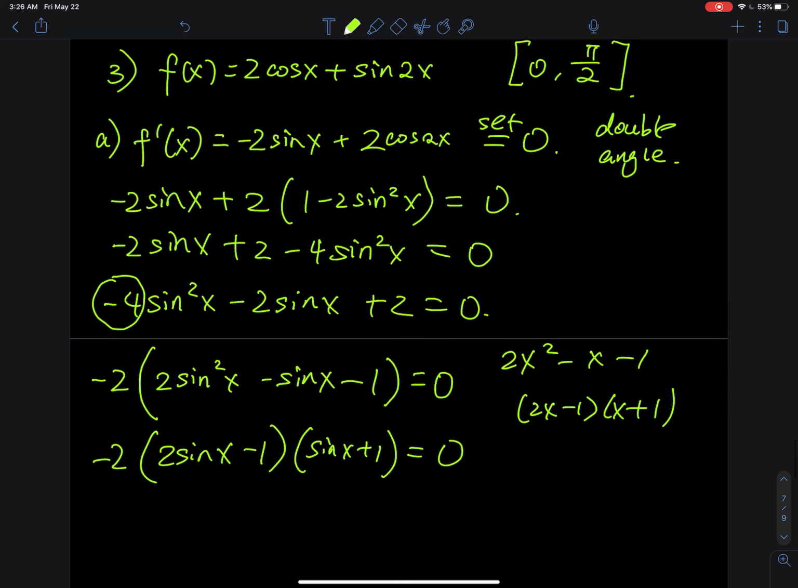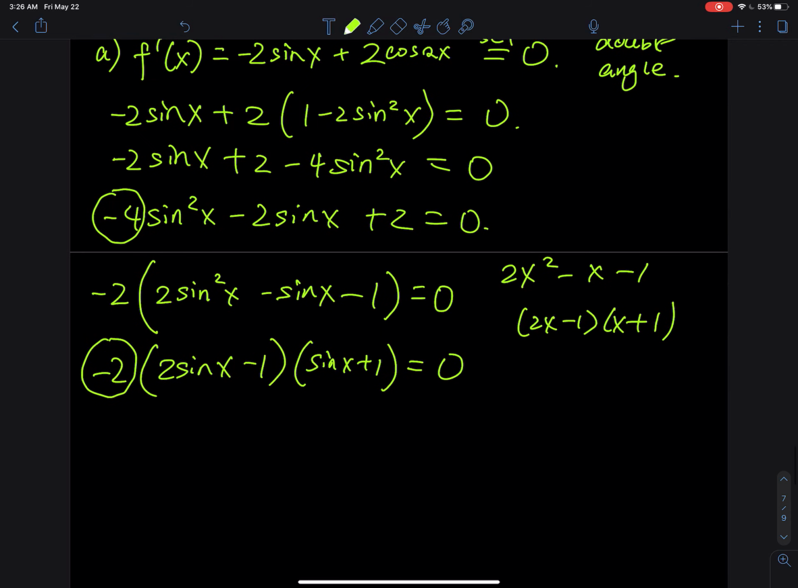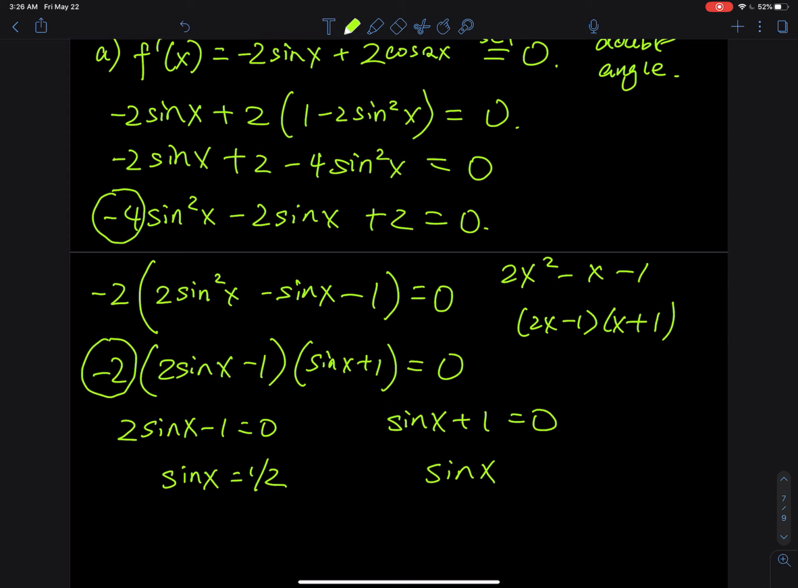So to take care of the negative 2 right here, all you have to do is divide both sides by negative 2. So we have to set each factor equal to 0. So 2 sine x minus 1 equals 0, and sine x plus 1 equals 0. This is sine x equals 1/2, and then this is sine x equals negative 1.